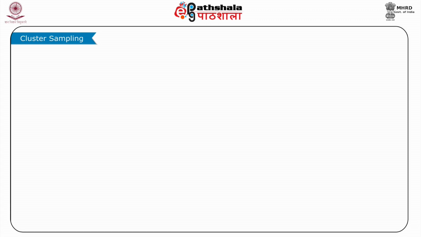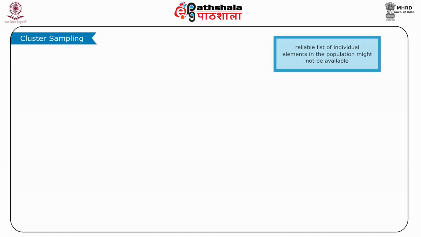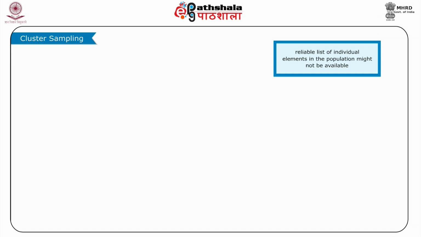Cluster sampling is a sampling survey in which the sampling unit consists of groups or clusters of small units called elements. It is used in the following scenarios. A. Cases in which a reliable list of individual elements in the population might not be available, and it can be prohibitively expensive to construct such a list.